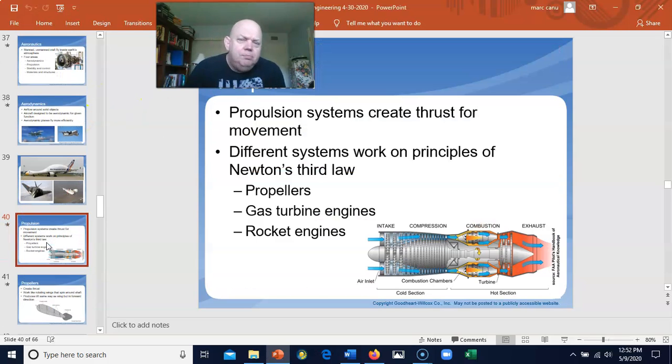So looking at propulsion, the whole purpose of propulsion is creating thrust for movement. Now, of course, they're all using Newton's law: for every action, there's an equal and opposite reaction. So we can look at things like propellers, gas turbine engines, and rocket engines. Gas turbine engines, you could look at those as jets. Okay, and even then, there's some differences with the jets.